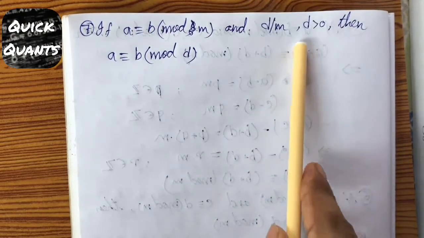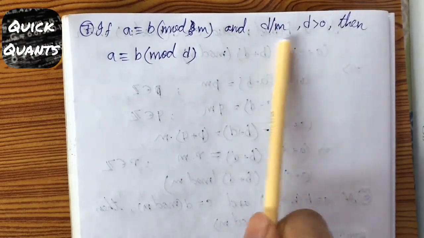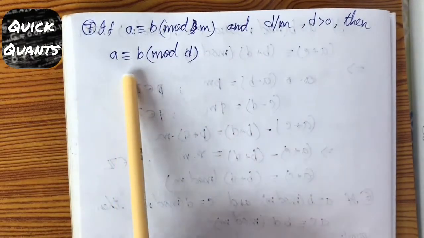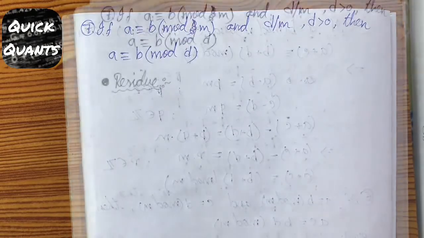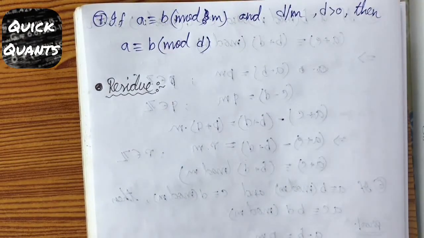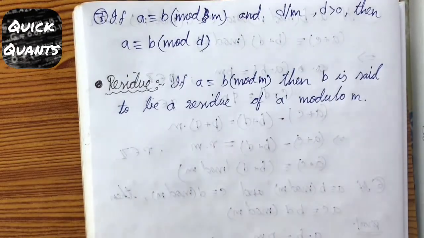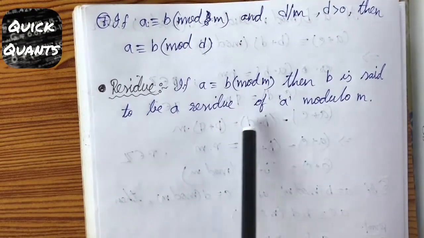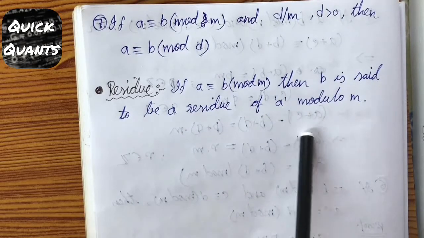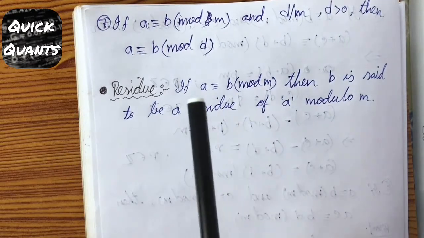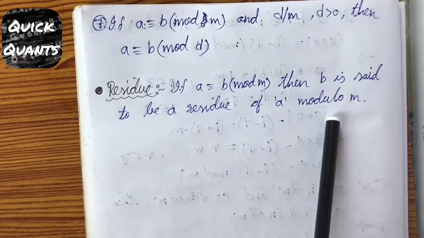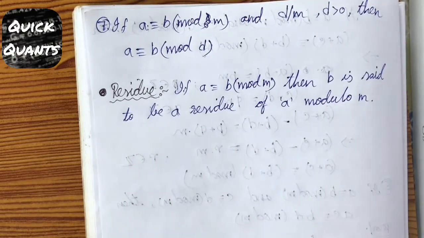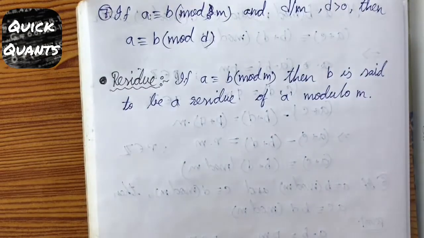Now the seventh property states that if A congruent to B mod M and D, which is a positive integer, divides M, then A is congruent to B mod D. This is a very important property and we will use this later on. Now let's talk about residue of congruence modulo. If A is congruent to B mod M, then B is said to be a residue of A modulo M. Similarly, if B is congruent to A mod M, then we can say A is a residue of B modulo M. I'll give you an example.